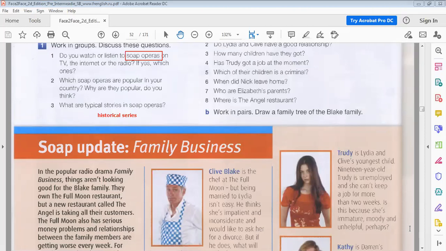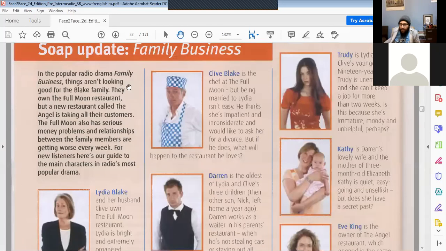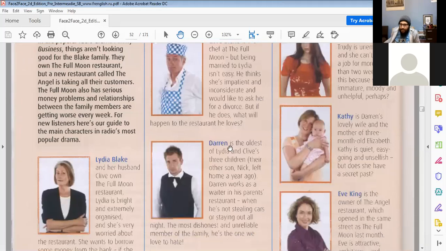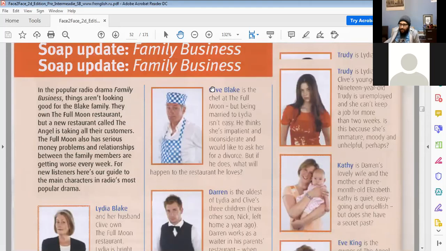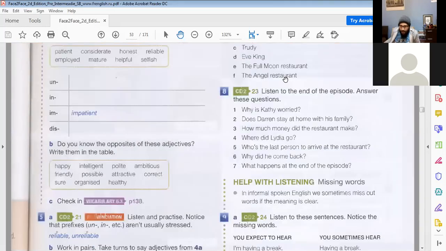No. Okay. Anyways, this is the topic of the lesson, and we're going to listen because this is actually a soap opera, but it's not on television. It's on the radio. Because in the UK, they also have some soap operas on the radio. So this show is an example of a soap opera on the radio. These are the characters. We have Clive, Lydia, Darren, Trudy, Kathy, and Eve King. So it's a nice story. We'll talk about this. It's about a family business, a restaurant. So this is our topic for next time.